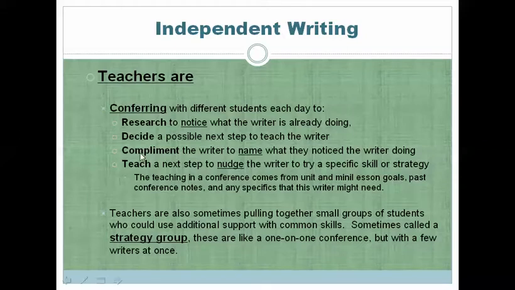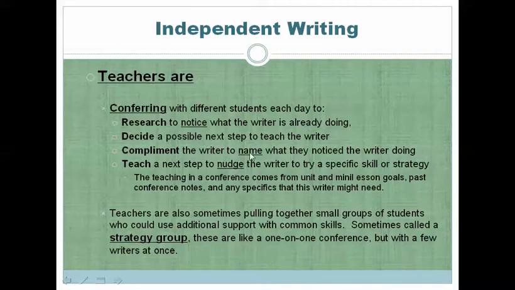It's so important that we name to the students what they are doing well. When we do that, they truly own their abilities and they continue on with what they're doing well. So it's an easy piece to skip, but it is extremely important to compliment or even name. And you'll see these underlined: notice, name, and nudge. That's sometimes an easier way to think about a conference for us.